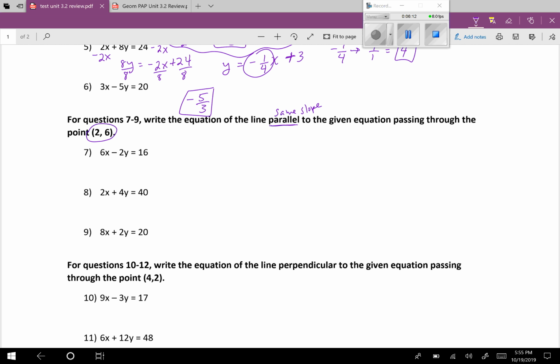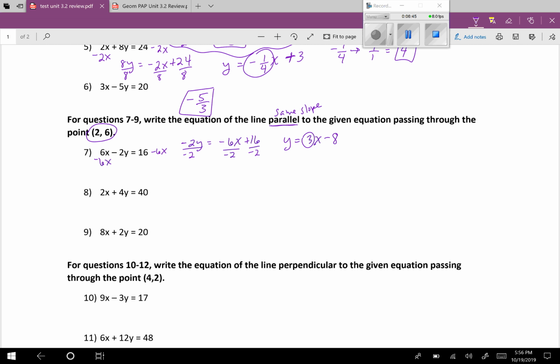So first thing, always solve this for y. So minus 6x, minus 6x. So we get negative 2y equals negative 6x plus 16. And then now everything is going to get divided by negative 2. So you get y is equal to 3x minus 8. Okay, and so now we look at our slope. It's 3. So our new line is going to have that same slope, 3.